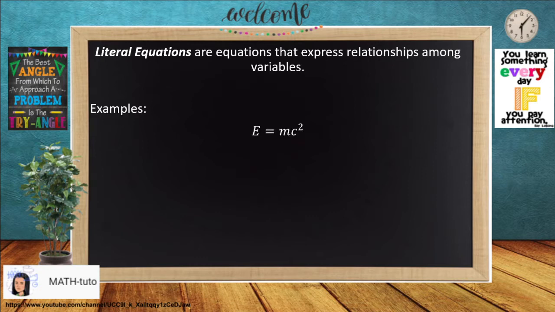For example, we have E equal to mc squared, which is the formula for energy; y equal to mx plus b, which is the formula for a linear equation; and P equal to 2L plus 2W, which is the formula for finding the perimeter. Usually, literal equations represent formulas, but of course, not all literal equations are formulas. They can just be two or more variables that are related to each other.